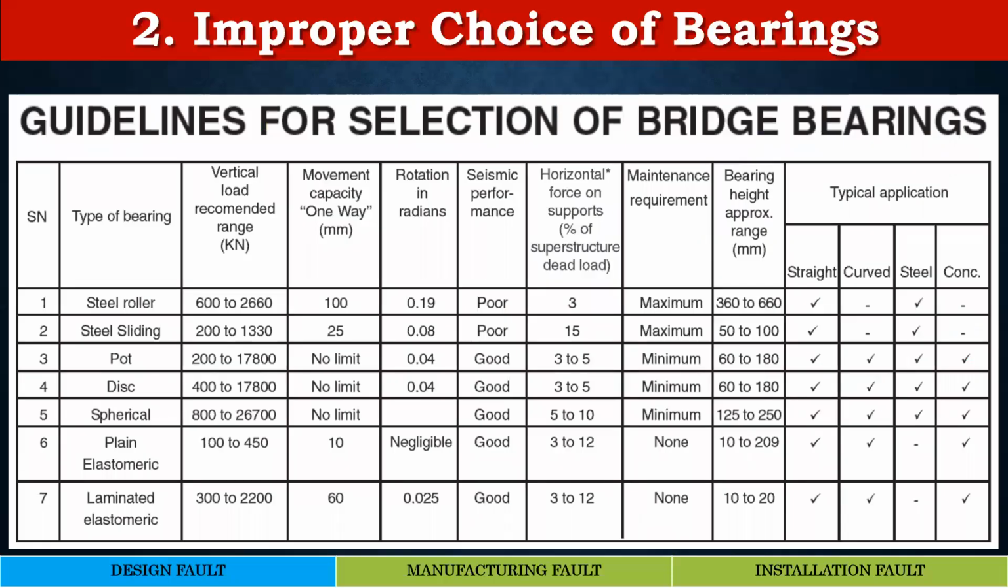This is one guideline which tells you what kind of bearings to be selected under what circumstances, for what vertical load range and what capacity. It's a fairly good table which helps beginners to decide on the type of bearings to be proposed, depending upon the vertical load range, the rotation, the translations and the geometry.